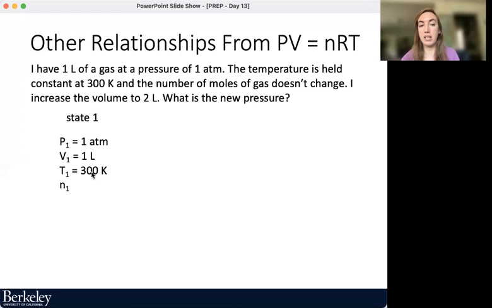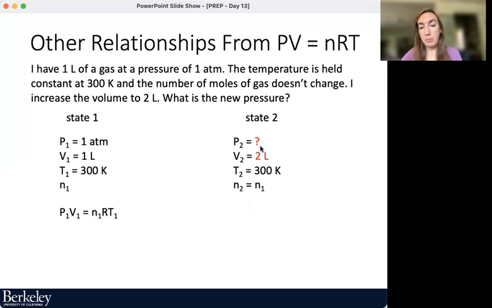It wasn't given in the problem, but I could do it using the ideal gas law. I would just plug in P, V, and T, and I know R all the time. It's just a constant, and I could solve for N. So in state 1, P1 times V1 equals N1 times R times T1. In my second state, I don't know my pressure. That's what I want to solve for.